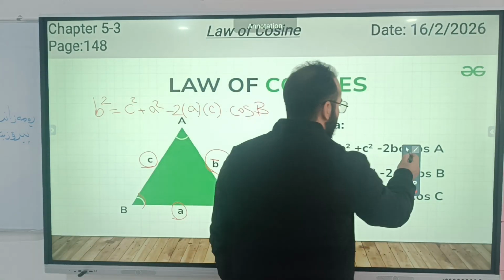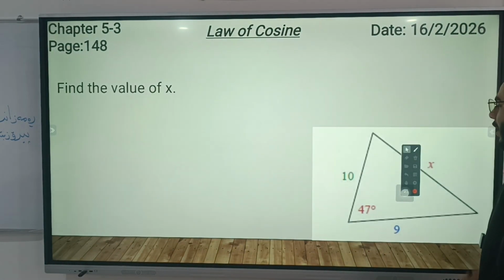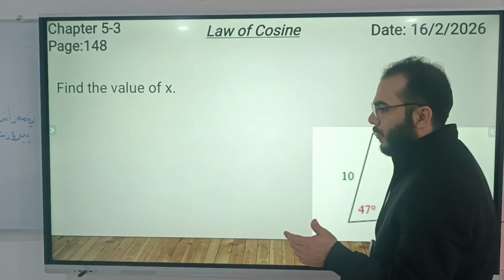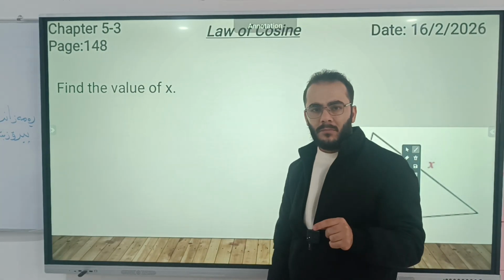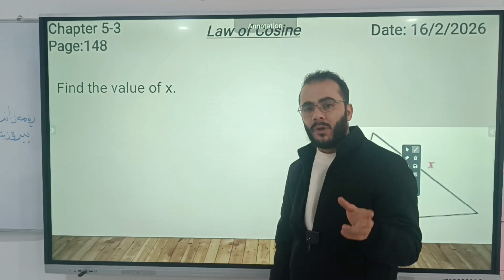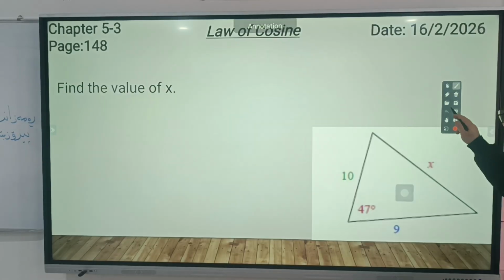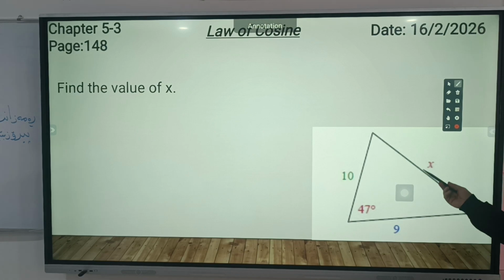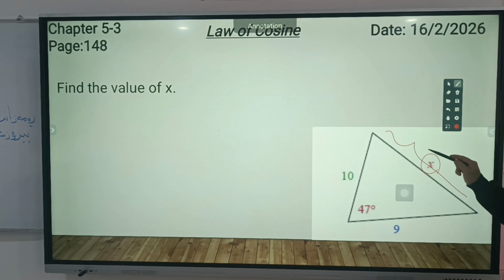So let's go through the questions. I'm pretty sure it's going to be clearer. But remember, we use the law of cosine when two sides and the angle between them are given, or when all three sides are given. So take a look at this one. Find the value of x in this triangle. As you can see, x is the length of this side that we are asked to find.